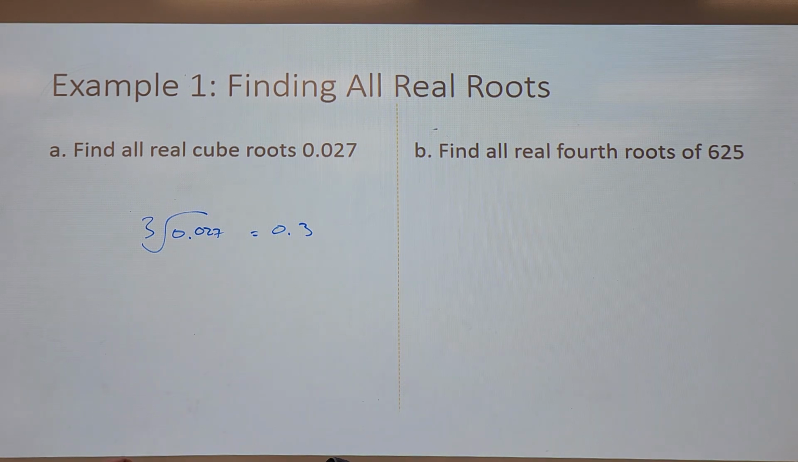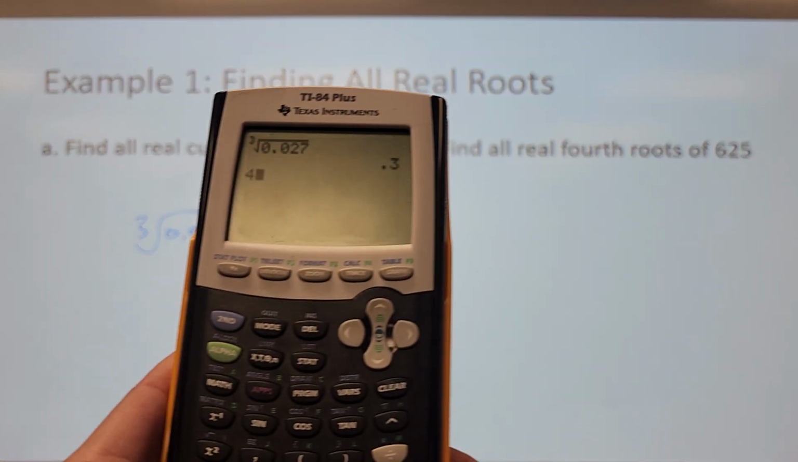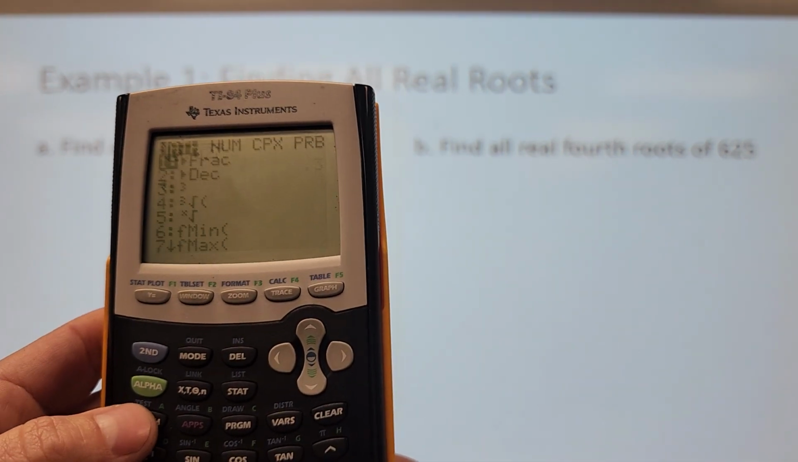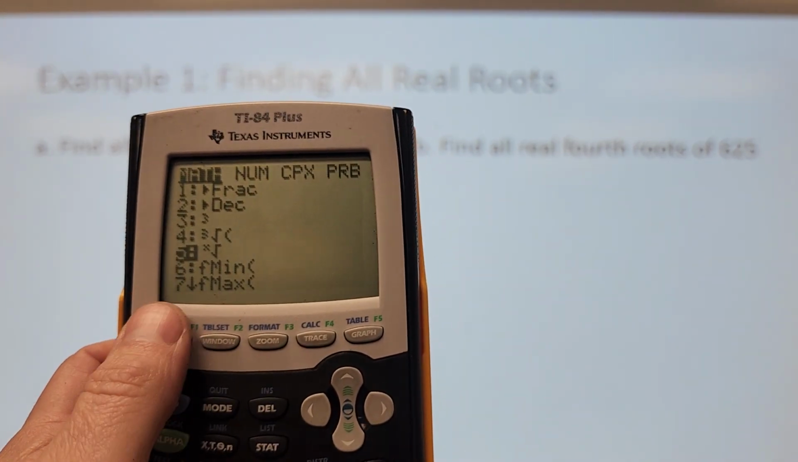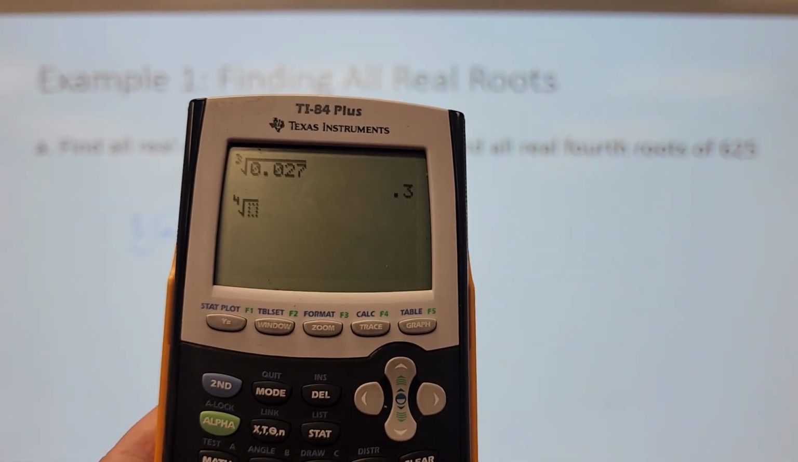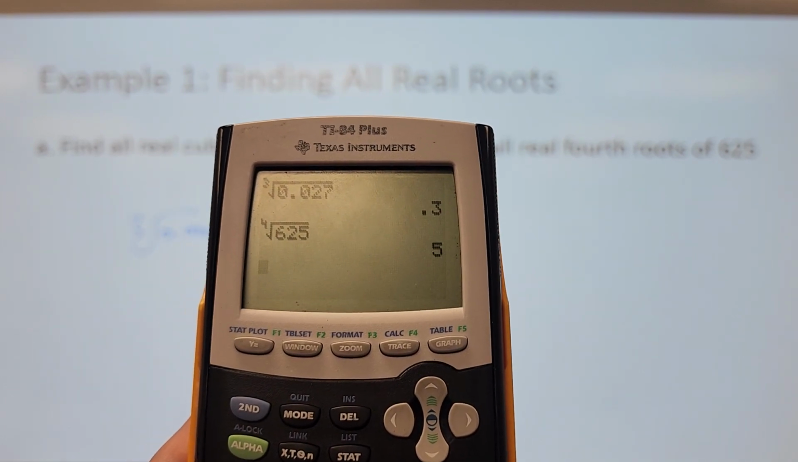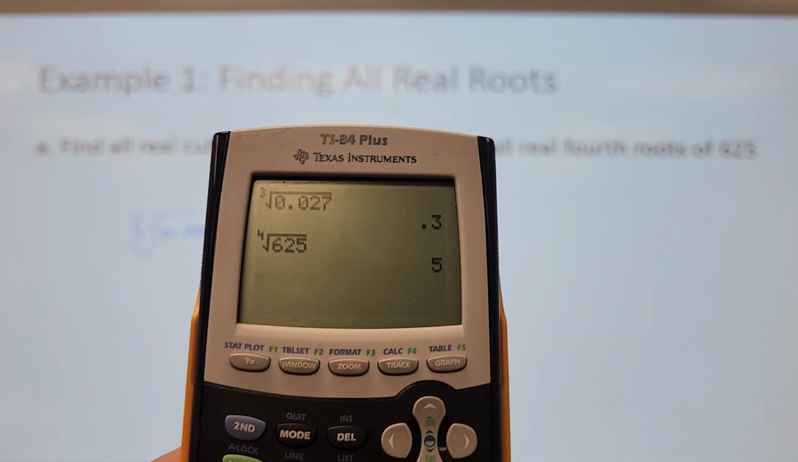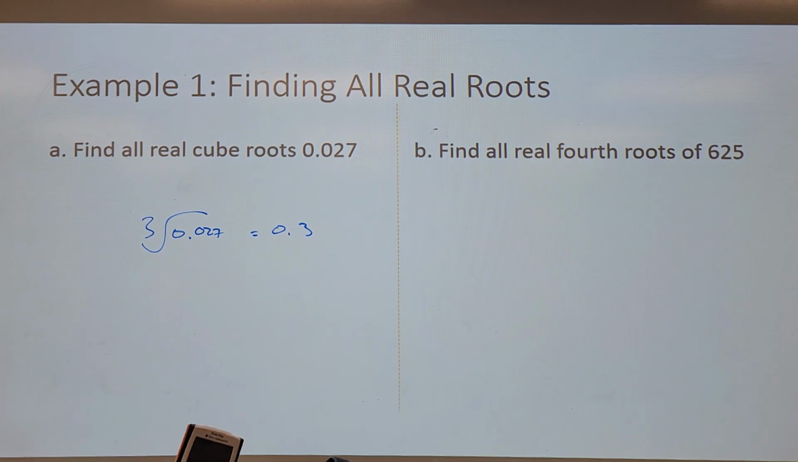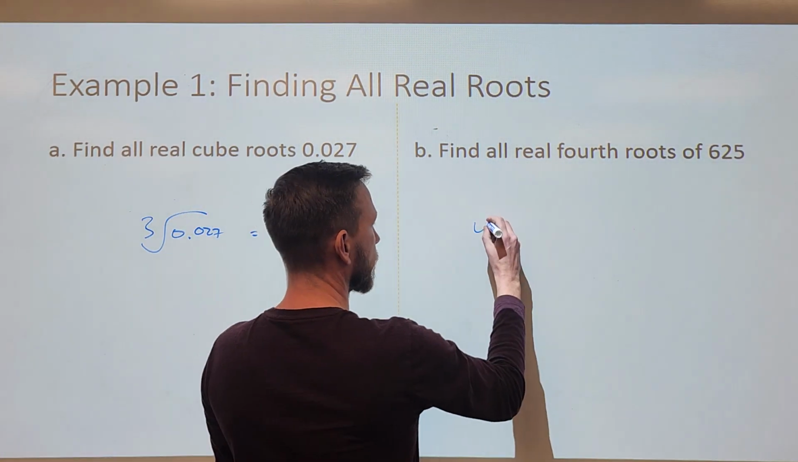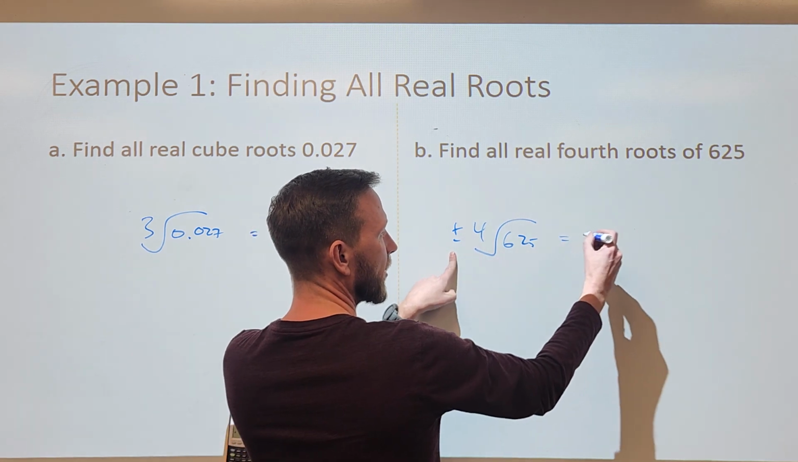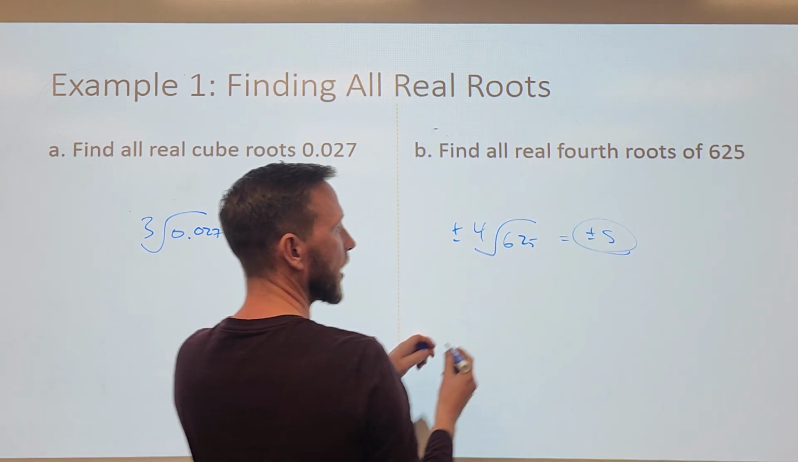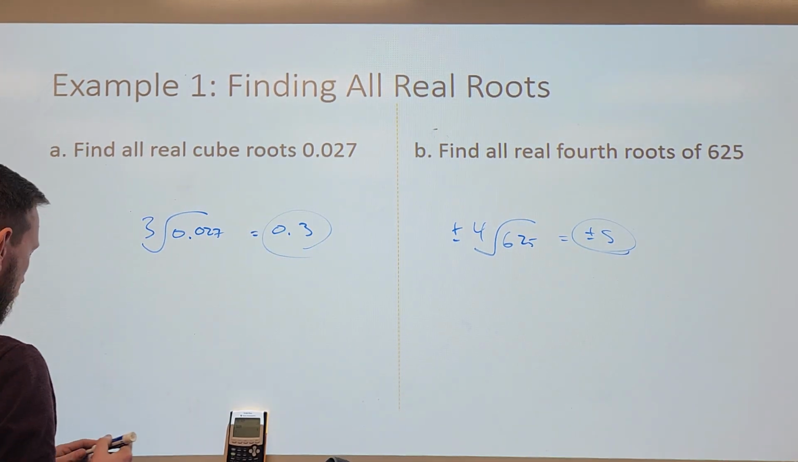When we want to find the real fourth roots of 625, we are going to use the calculator and press 4, math, 5 here to get the x root. And we're going to do the fourth root of 625. It's only going to give us a positive number, but we know that negative 5 will also be an answer. The fourth roots of 625, where we want the positive and the negative, are positive and negative 5 as our answer. All right?